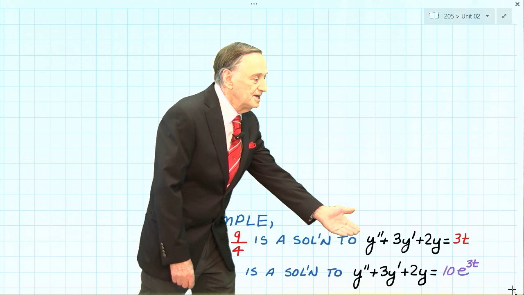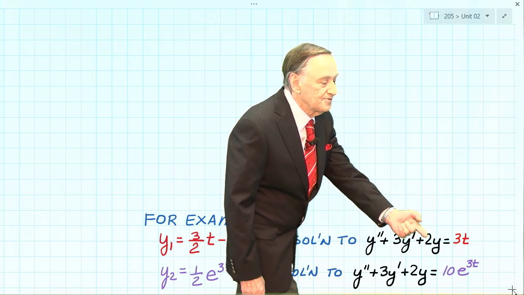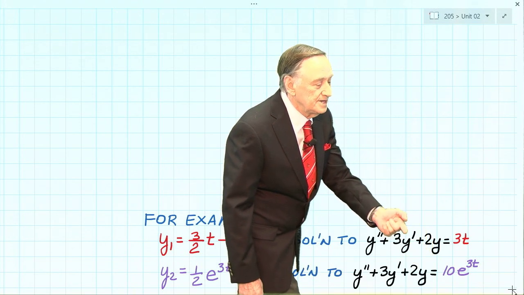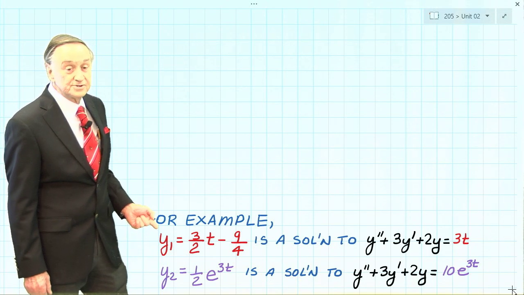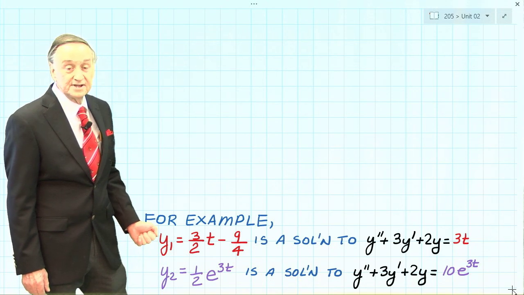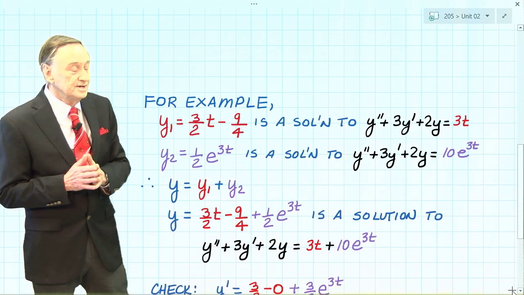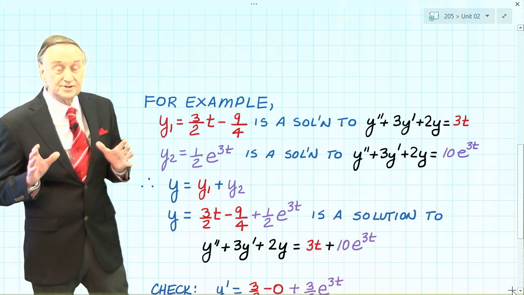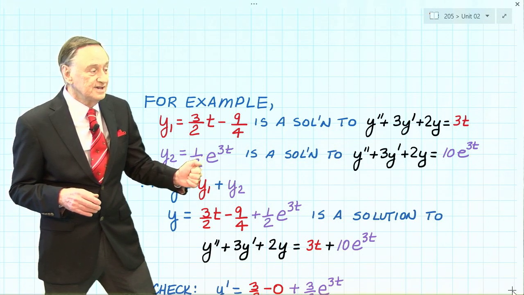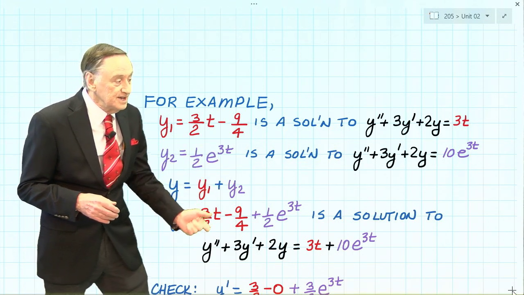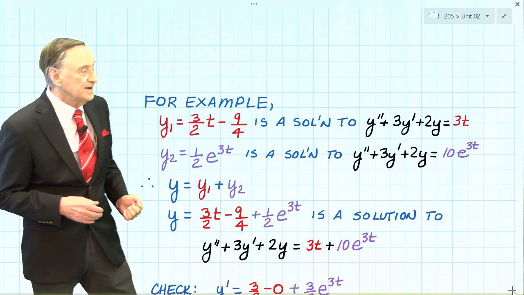Notice we have the same differential equation on the left, but on the right we have 3t for the first one and 10e to the 3t for the second one. So here's the solution to this first differential equation and the solution to the second differential equation. Don't worry about where those came from at the moment. We're going to learn how to solve and find these solutions. All we want to do now is show that y equal to the sum of these is a solution to the differential equation with the sum of those two g of t's on the right.